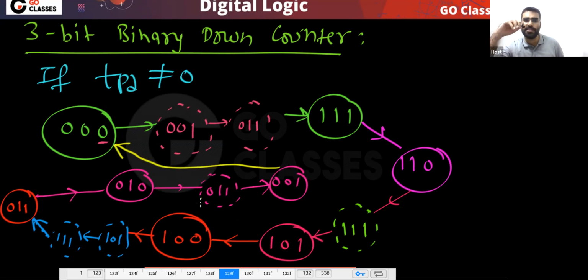Is this chapter very easy for you now? Is this chapter like finding transient states? What are transient states? What is a ripple counter? How to create a ripple counter? If you have positive edge triggered flip flops, how to create a ripple counter? If you have negative edge triggered, how to create a ripple counter?